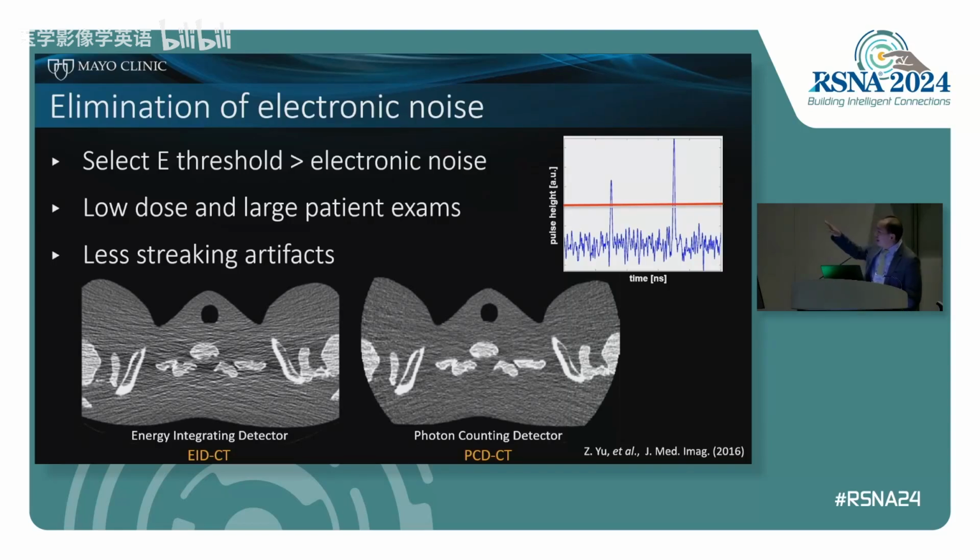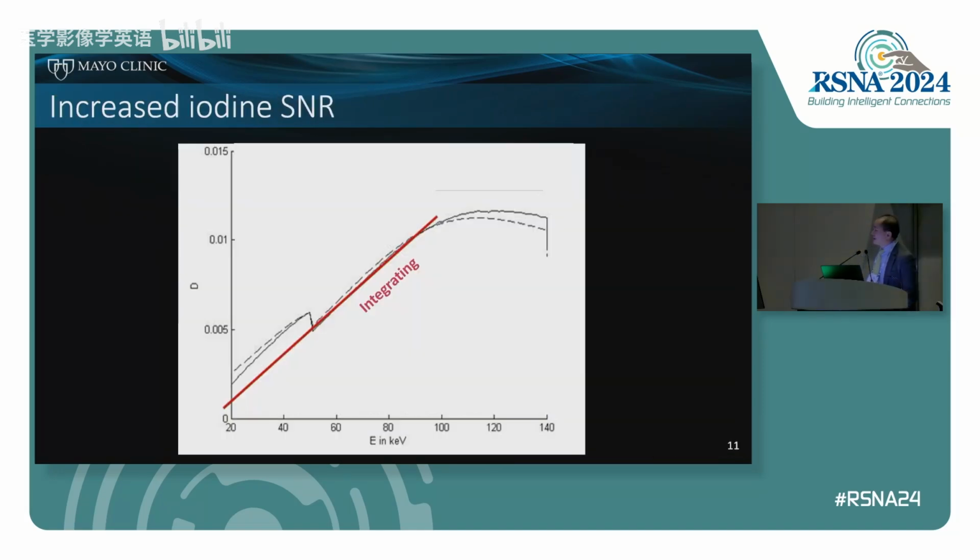Very simple. In the plot I showed here on the top right corner, those bottom ones are noise. But if we can set our threshold above that, then we don't count those. So it essentially eliminates the electronic noise. This is very important when we have low dose scans or large patient exams, where the electronic noise becomes more obvious. And this can, for example, reduce the streak artifacts we see here.